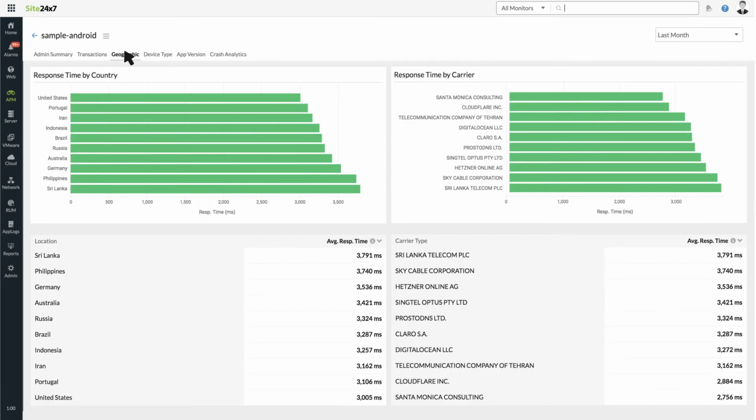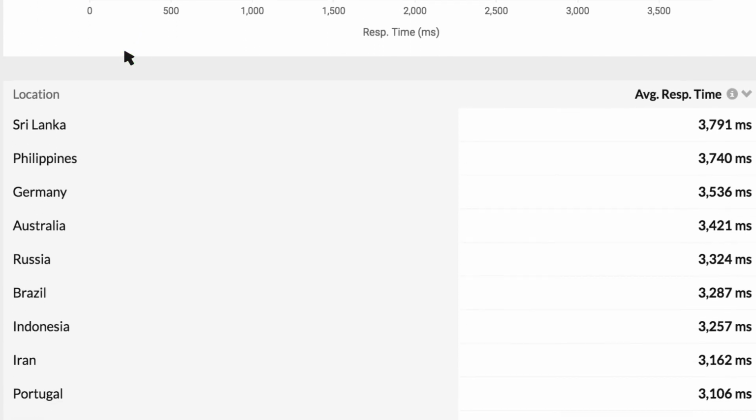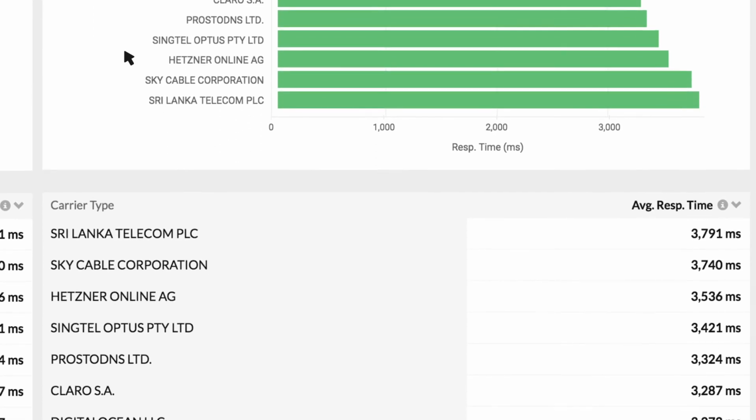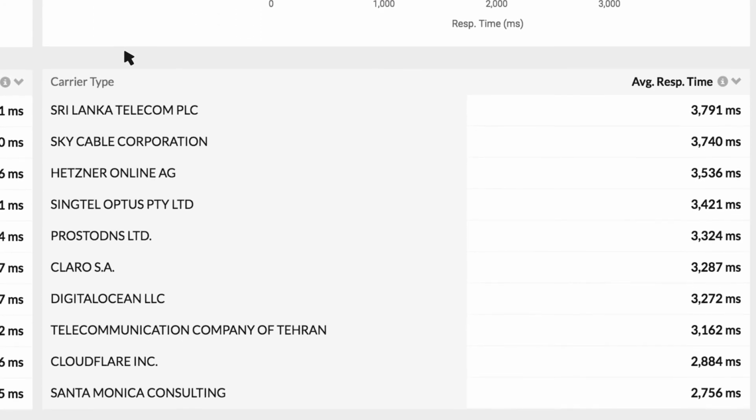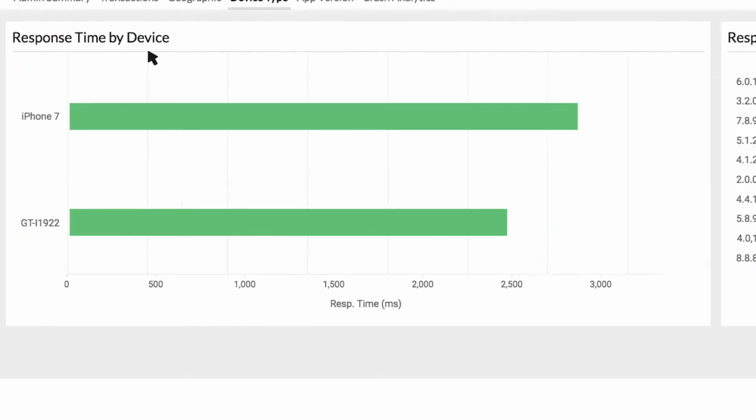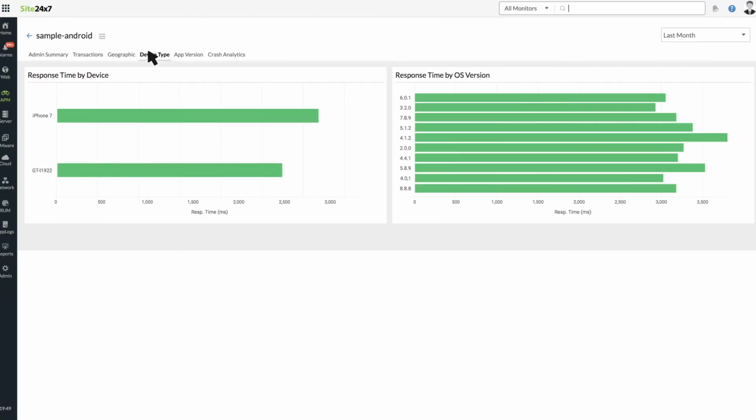Single out regions with higher response times for further troubleshooting. If your application isn't performing well in regions where you have a large customer base, you could be losing out on potential customers. Check the time taken for a request to reach the server to see if delays are coming from the ISP. Identify the device types most used by customers and focus on customizing the application for a better user experience on those devices.